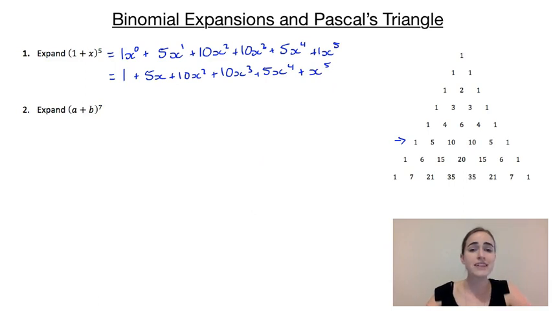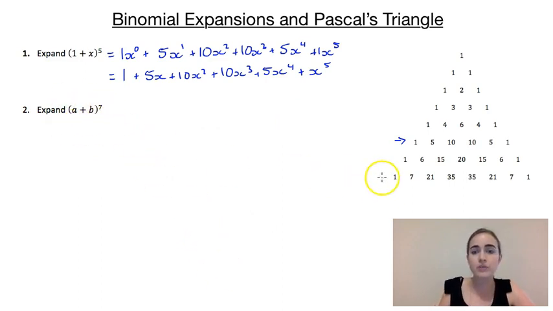We can also extend these expansions to terms where the first term in our binomial isn't 1. So in this one we had a 1 plus x, here we've got an a plus b. So that b is going to work the same way that x did, in that it's going to start with a b to the power of 0 and it's going to increase all the way up to b to the power of 7. But this a is going to go the other way. So it's going to start off with a power of 7 and it's going to decrease each time. But the coefficients work exactly the same.